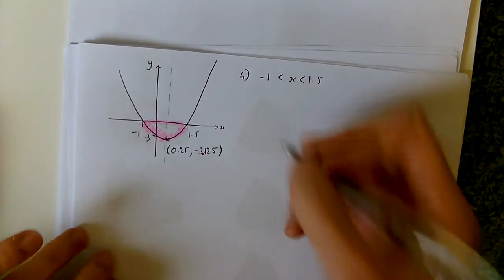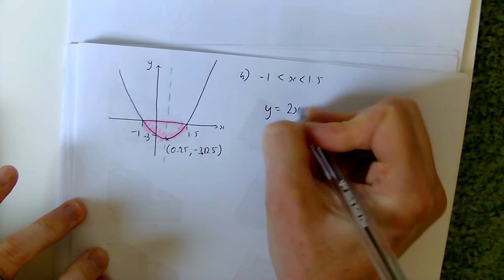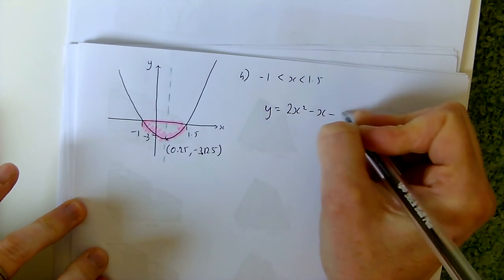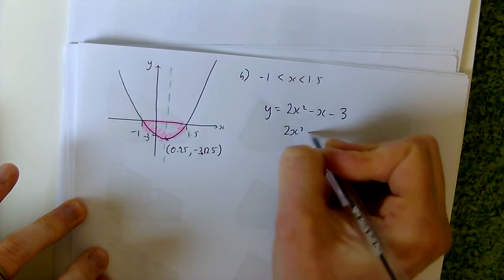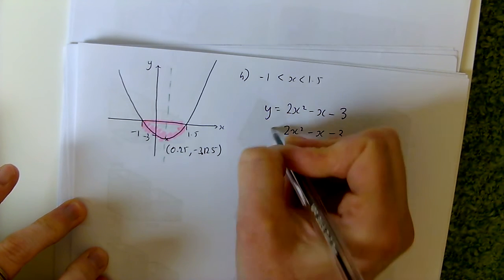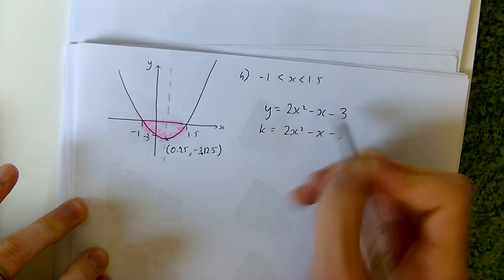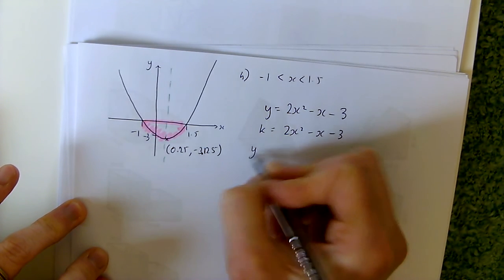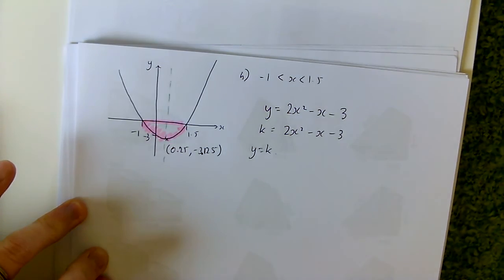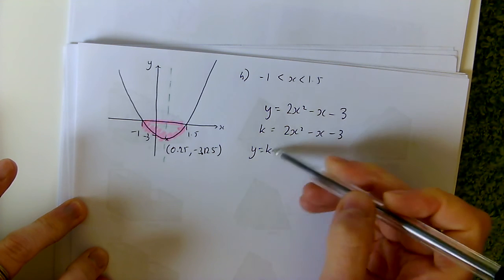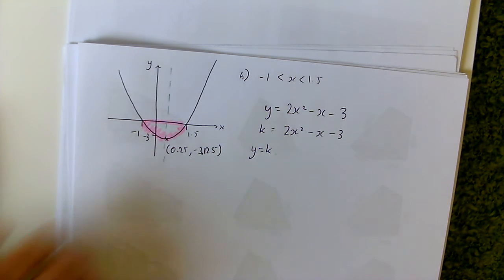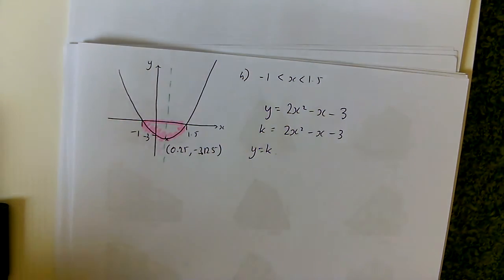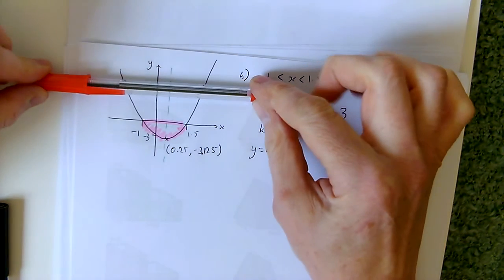However, you can save yourself some effort by looking at the graph. Okay, so if we've got y equals 2x squared minus x minus 3, and we're looking at when this thing is equal to k, so we've already got this graph, so if we look at the graph of y equals k, and we want to see where these two graphs intersect. Okay, well y equals k, y equals a constant, is just a horizontal line. So my pen is going to be my nice y equals k line.